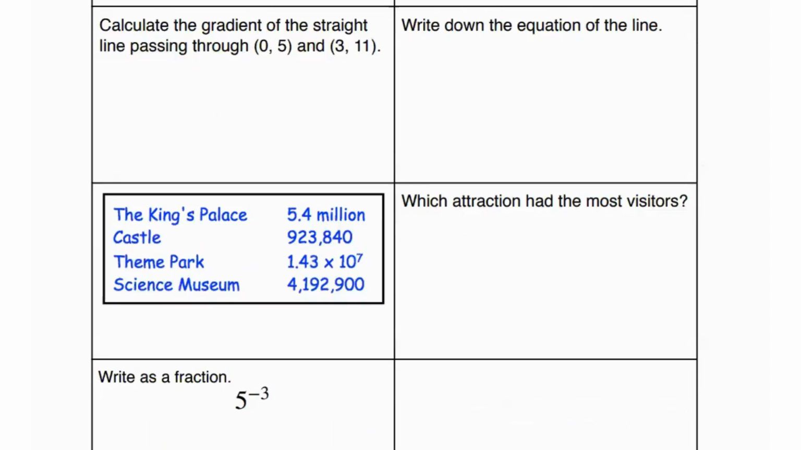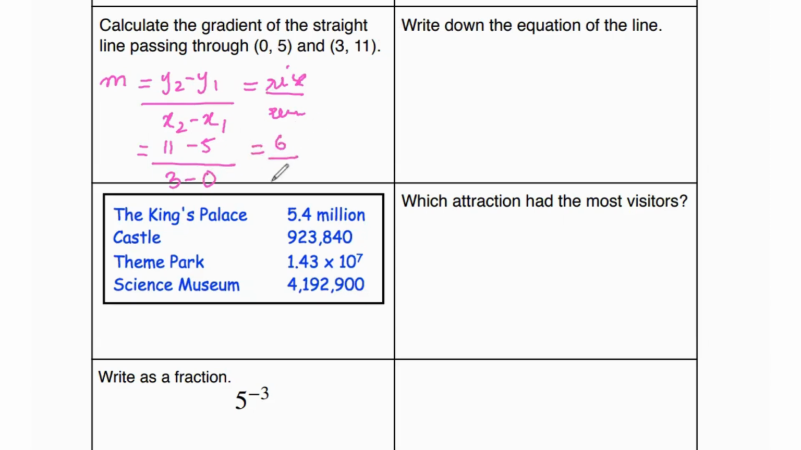Next one says calculate the gradient of the straight line passing through (0, 5) and (3, 11). So for this, you just need to remember the formula for the slope, which is y2 minus y1 over x2 minus x1, which is also commonly known as rise over run. So y2 is 11 and y1 is 5. So 11 minus 5 over 3 minus 0. 11 minus 5 is 6. 3 minus 0 is 3. 6 divided by 3 is 2. This is your gradient for the straight line.